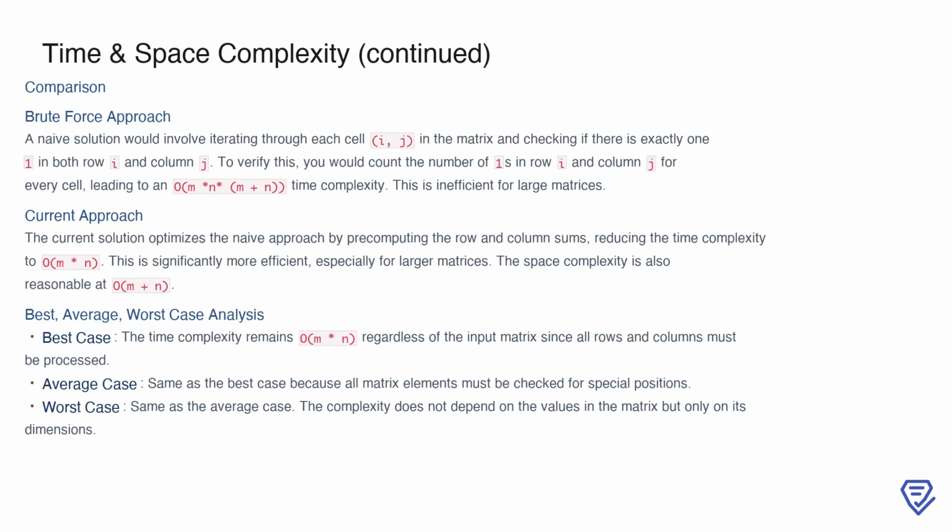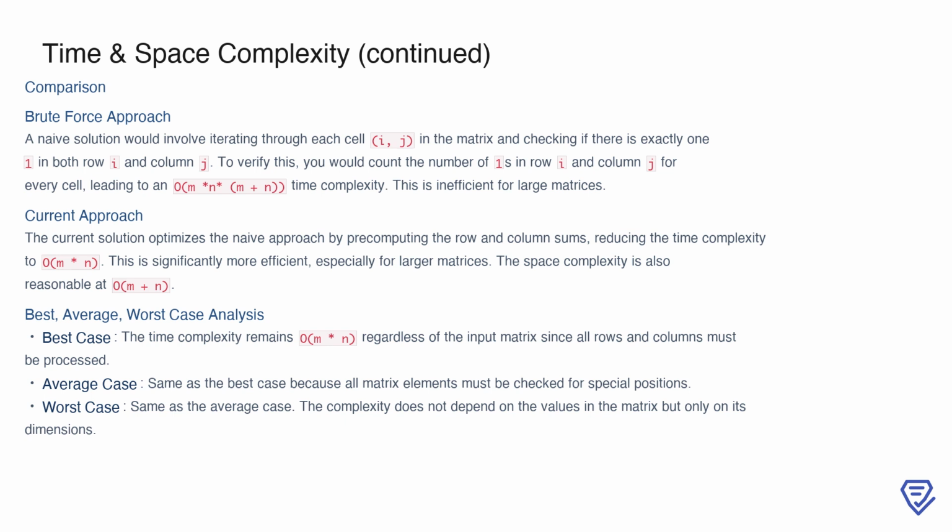Now, let's compare this optimized approach to a brute force method. In a naive solution, for each cell in the matrix, you would verify whether there is exactly 1 in its row and column. This involves iterating through the entire row and column for every cell. Given that there are m*n cells, this approach would require m+n time, which becomes highly inefficient as the matrix size grows. The current solution, however, avoids this inefficiency by pre-computing the row and column sums. By reducing the redundant work, the time complexity is improved to m*n.